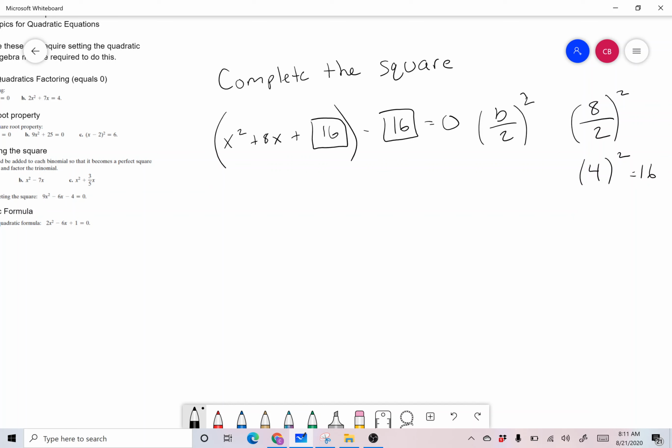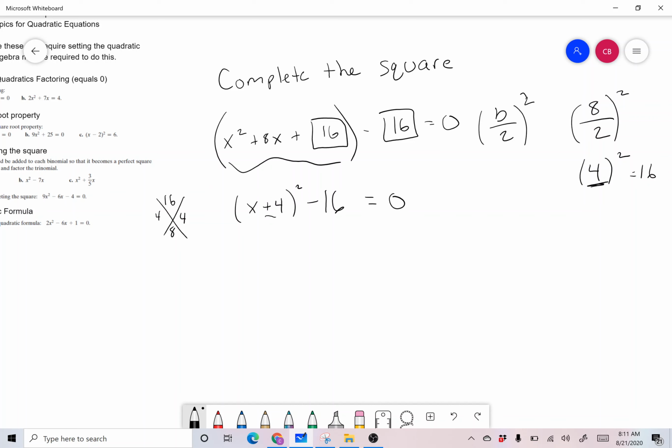And so this will factor as x plus 4 squared. Now, if you do the x method, you have 16, you have 8, that's 4 and 4. I'm sorry, I did that backwards. Now the way I do it, the way I know what goes here, this was positive 4, so that's what goes here. So that's how I do that. Minus 16 is equal to 0.